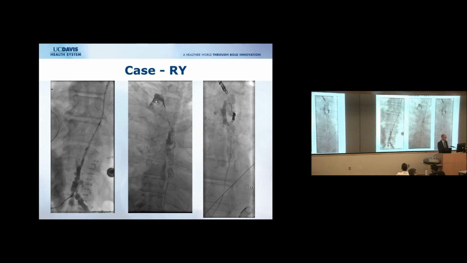Notably, this is a leak in her right neck. This is, again, as we discussed, a variation of thoracic duct anatomy, and so they were able to stop that.